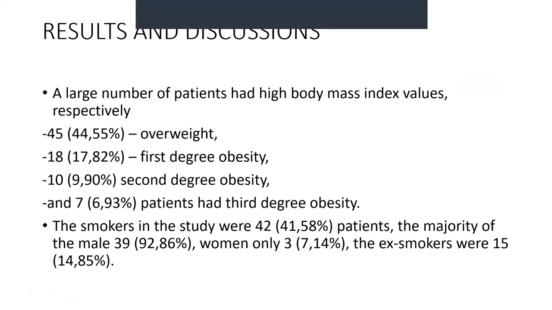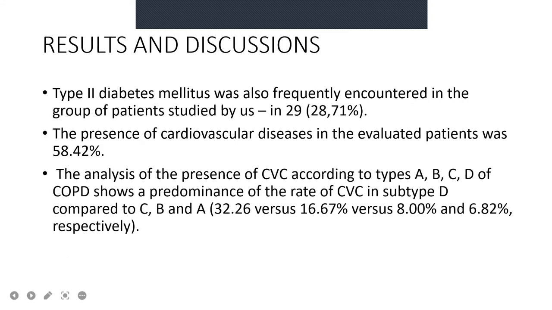A large number of patients had high body mass index values, respectively 45 overweight, 8 first degree obesity, 10 second degree obesity, and 7 patients had third degree obesity. The smokers in the study were 42 patients, the majority of them male, 39, women only 3, the ex-smokers were 15. Type 2 diabetes mellitus was also frequently encountered in the group of patients studied by us in 20%.